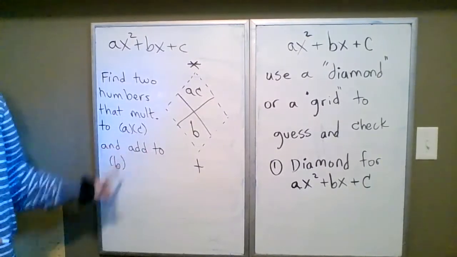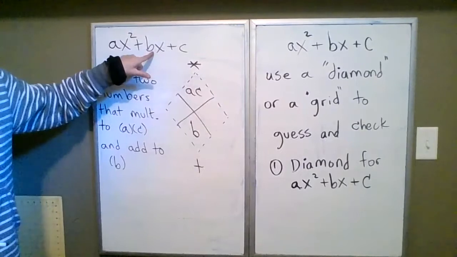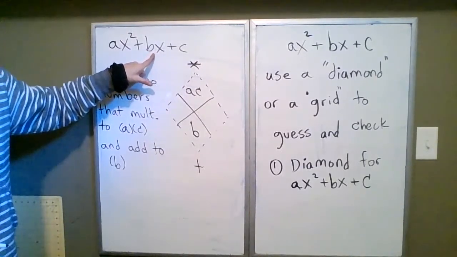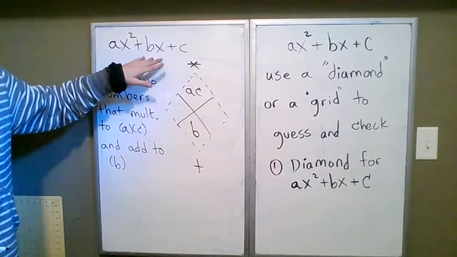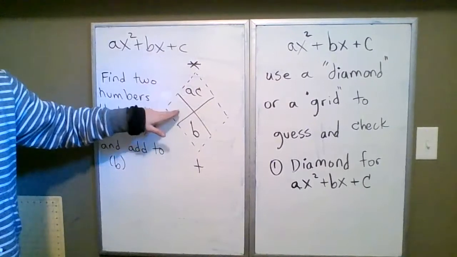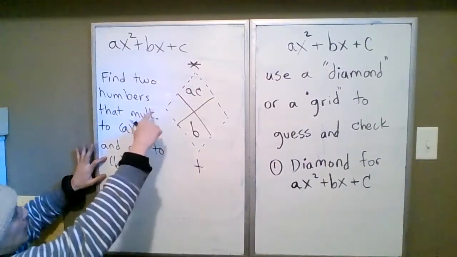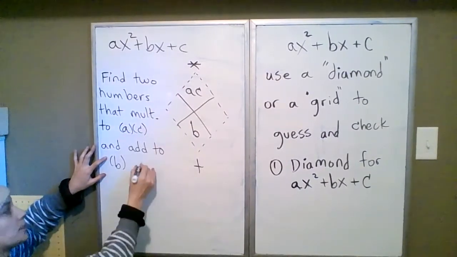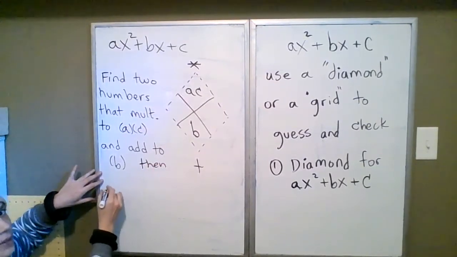Okay, once you get the right guess, you use those two numbers to rewrite the middle term, and then you factor by grouping. I know there are some shortcuts out there, but I don't want to do any shortcuts with the diamond because I've seen mistakes happen. So after you've found the two numbers that multiply to AC and add up to B, use those numbers to rewrite the middle term.